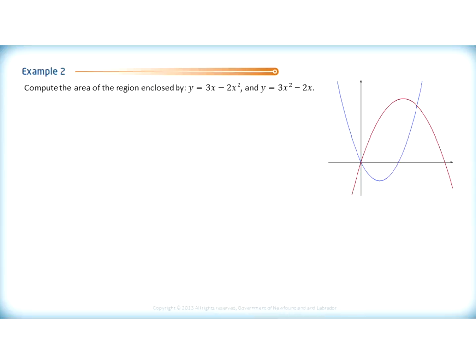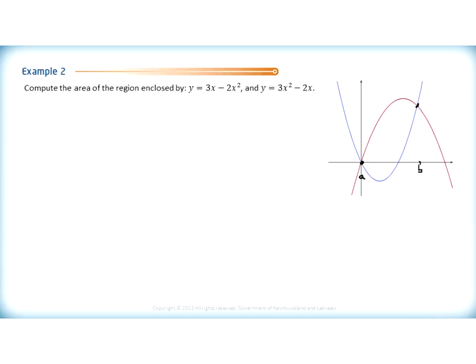Next. Example 2, compute the area of the region enclosed by y equals 3x minus 2x squared and y equals 3x squared minus 2x. Okay, well, here's a problem. Where do we go from here up to here? What are our values of a and b going to be? Okay, so this is a common type of thing to get.